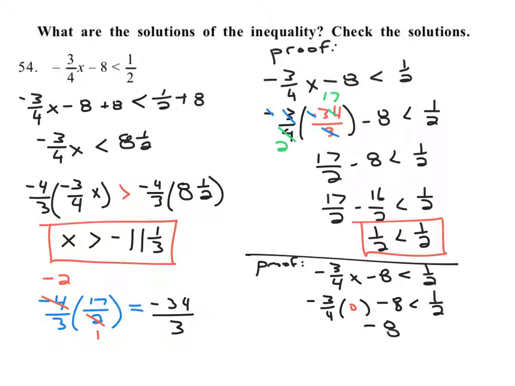So 0 minus 8 is negative 8, which is less than 1/2. And is this true? Is negative 8 less than 1/2? Yeah, it's true. So I know that my inequality is also pointed in the right direction. That's how you do a proof for these.